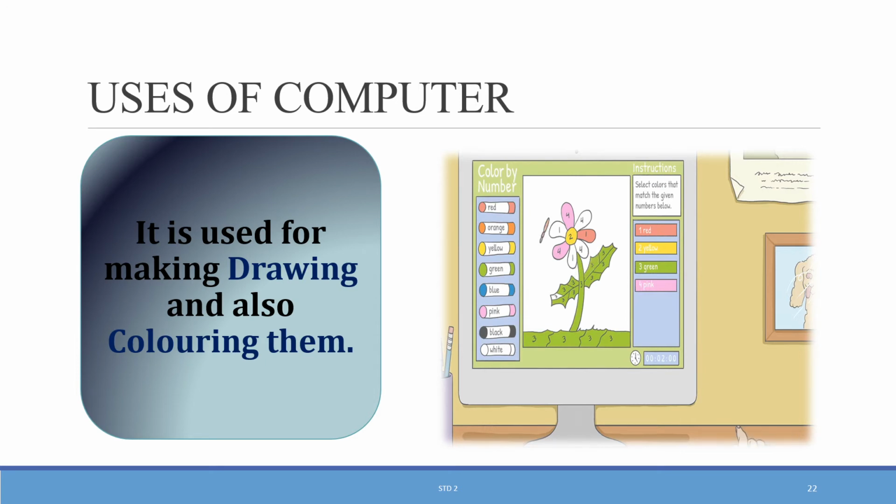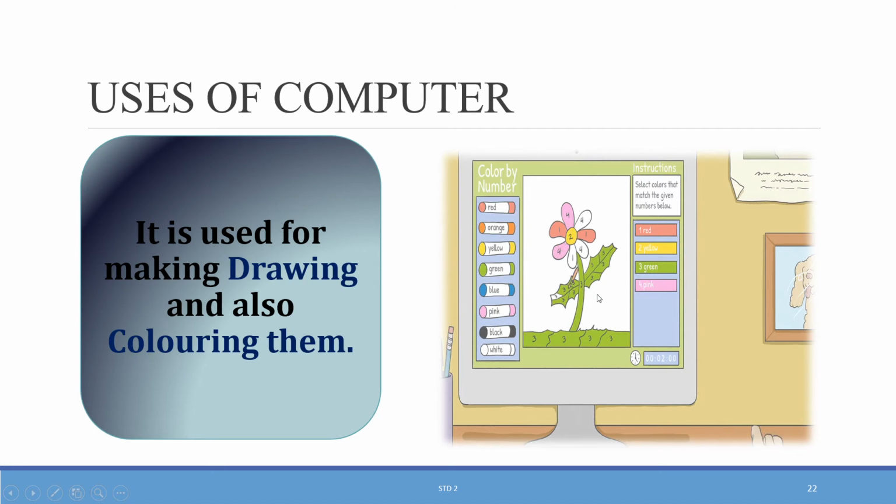For example, we use a drawing book, right? In the drawing lecture at school, we draw in the drawing book and also color it. As well as that, the computer is used in the same way. We can draw in a computer also and we can color it. See here I am doing this. You can see I am drawing the flower and now I am putting the color also.